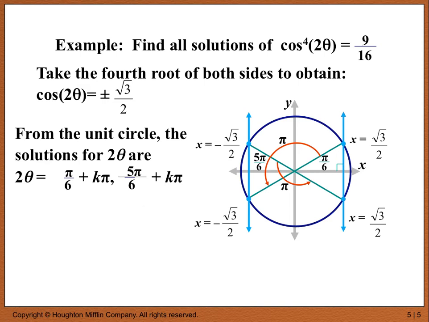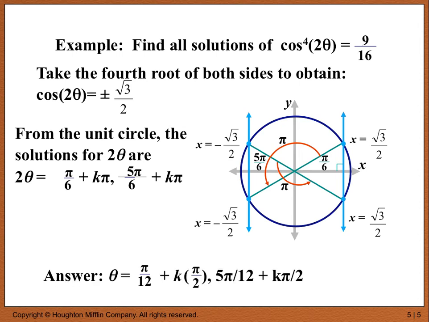Now, this is what we have found as solutions for 2 theta. Not for theta yet. Now let's worry about the 2. What are we going to do? Well, the good news is you can do just as you would in algebra. If you want to get rid of the 2, you just divide both sides by 2. When you do that, this is what you end up with: theta equals pi over 12 plus k pi over 2, or 5 pi over 12 plus k pi over 2.